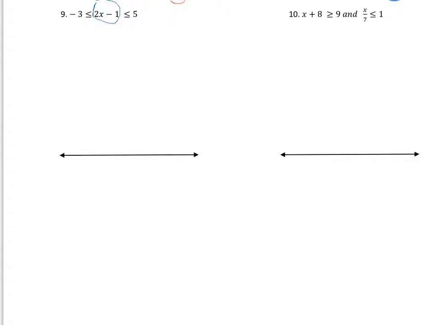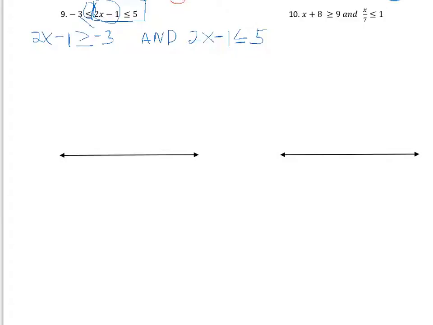So another way of doing this is I'm going to have 2x minus 1. And see how the open part of the inequality symbol faces the 2x minus 1? So when I write it first, I have to switch it. The open part still faces the 2x minus 1. Then I'm going to put this negative 3 down. And then I'm just going to write the word end. And then the other one is just this whole inequality. 2x minus 1 is less than or equal to 5.